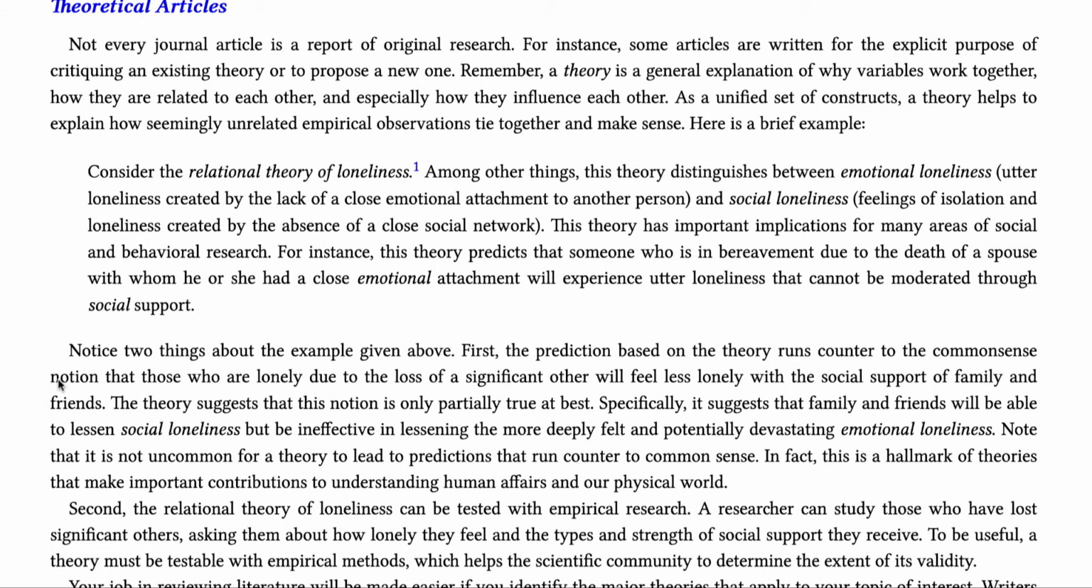First, the prediction based on the theory runs counter to the common sense notion that those who are lonely due to the loss of a significant other will feel less lonely with the social support of family and friends. The theory suggests that this notion is only partially true at best. Specifically, it suggests that family and friends will be able to lessen social loneliness, but be ineffective in lessening more deeply felt and potentially devastating emotional loneliness. Note that it is not uncommon for a theory to lead to predictions that run counter to common sense. In fact, this is a hallmark of theories that make important contributions to understanding human affairs in our physical world.